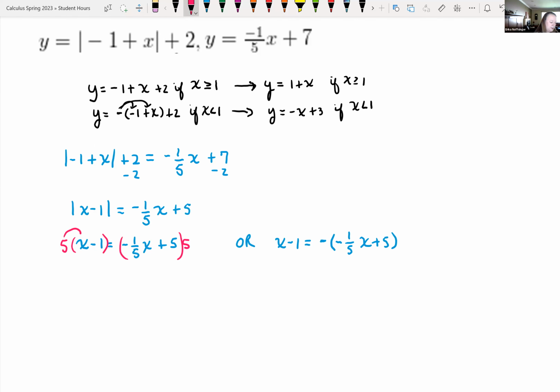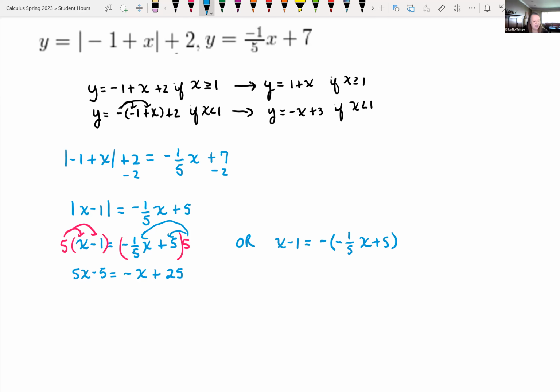And so on the left-hand side, distributing my 5, I get this 5x minus 5 is equal to distributing 5 on the right-hand side. Well, the 5 cancels with the negative 1/5, just leaving me with negative x plus 5 times 5, which is 25.